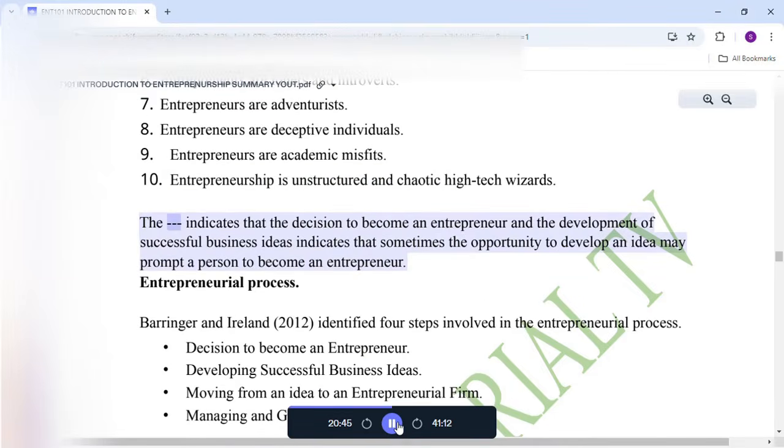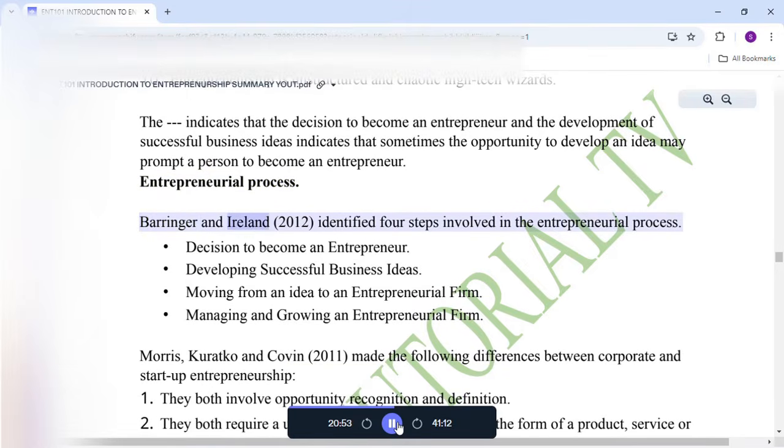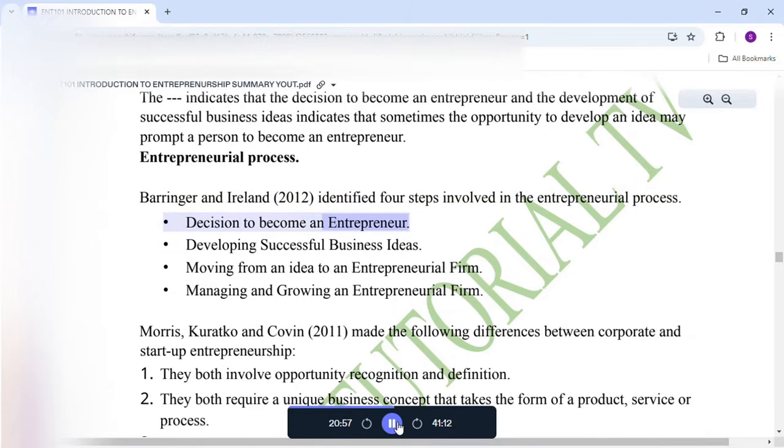The dash indicates that the decision to become an entrepreneur and the development of successful business ideas indicates that sometimes the opportunity to develop an idea may prompt a person to become an entrepreneur. Entrepreneurial process. Barringer and Ireland, 2012, identified 4 steps involved in the entrepreneurial process. Decision to become an entrepreneur.